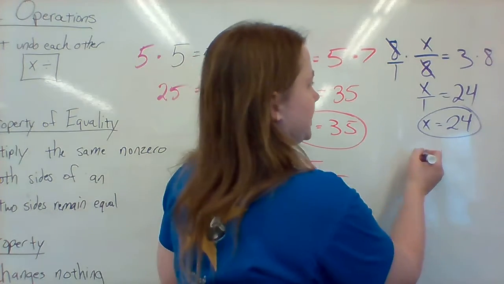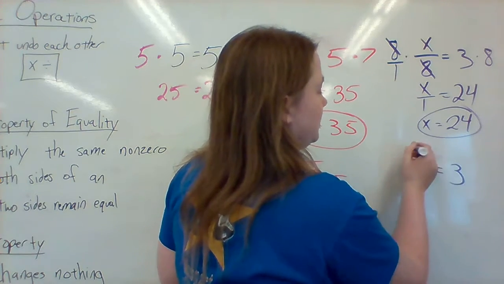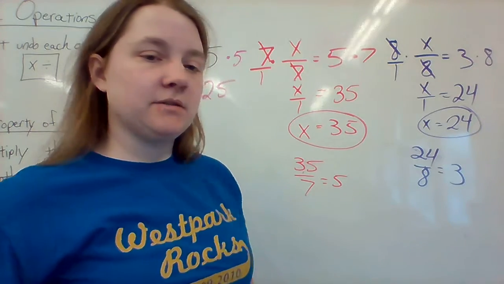Let's go ahead and double check that. x over 8 equals 3. Take out the x, put in the 24. 24 divided by 8 is still 3, so we're good to go.